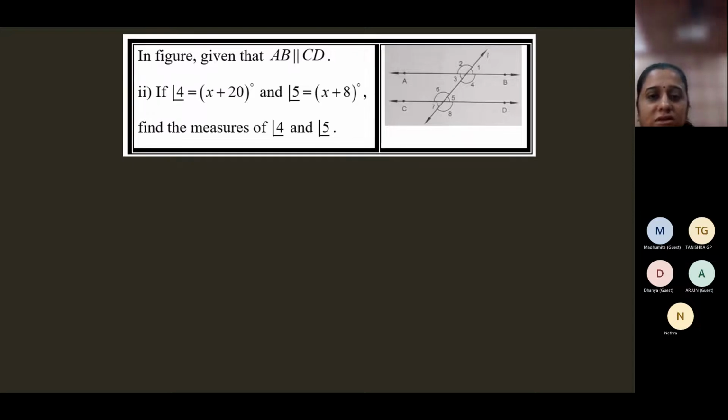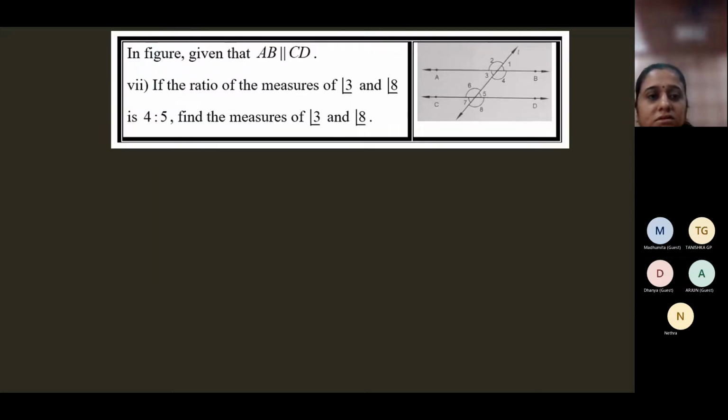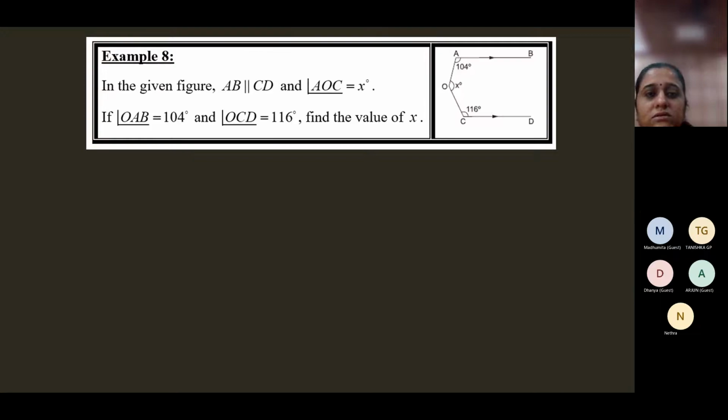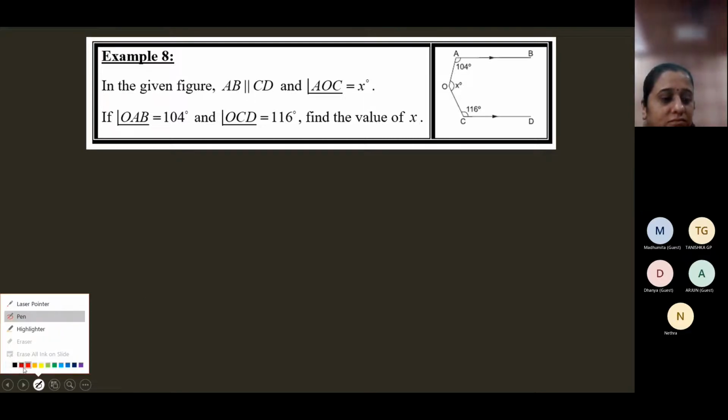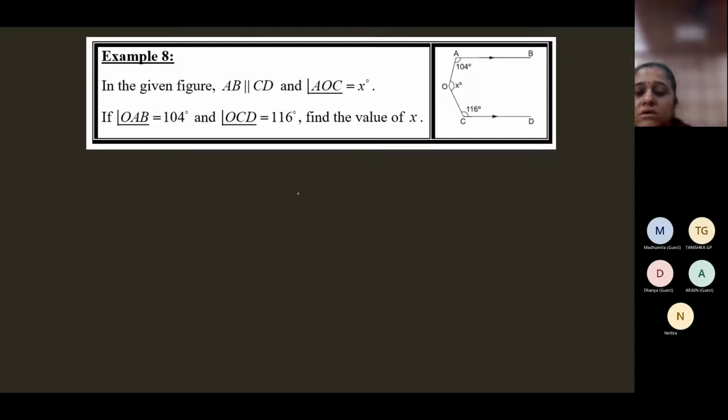This we finished in the last class, children. This is the next one. From here we'll work in the class. Please take down the figure and write the question.